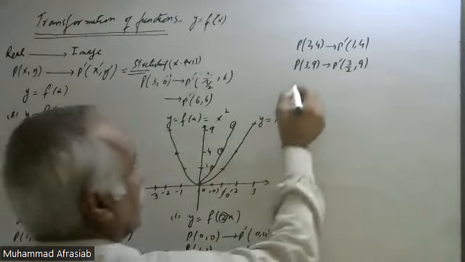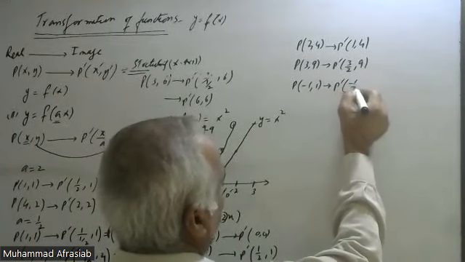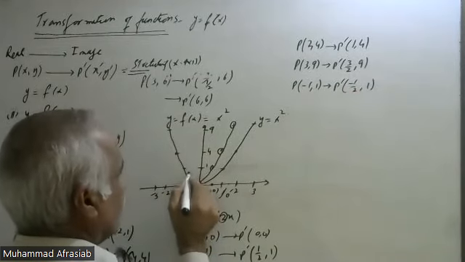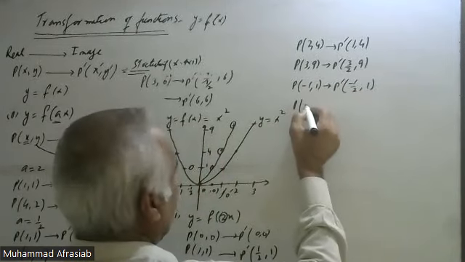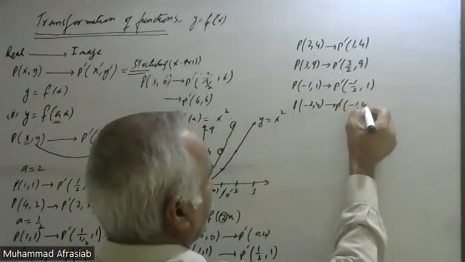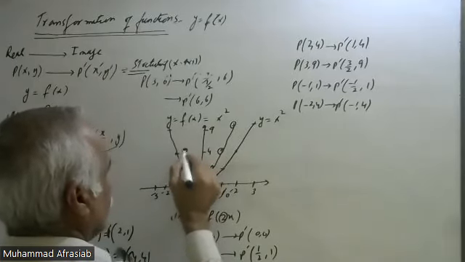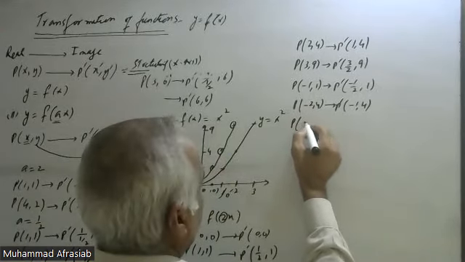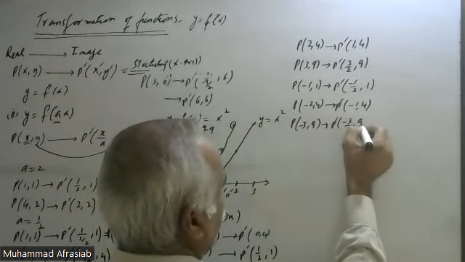Same for P of minus 1 and 1, which will become P as minus 1 by 2 and 1. We write it as equal to 1. For P of minus 2 and 4, the image point will be minus 1 and 4. For the point P equal to minus 3 and 9, the point will be minus 3 by 2 and 9.